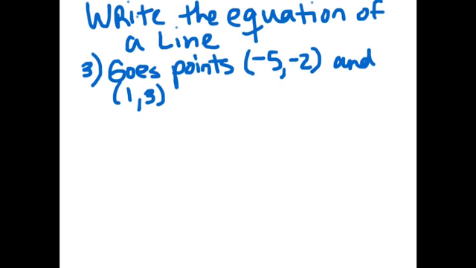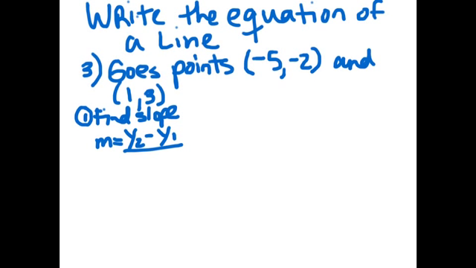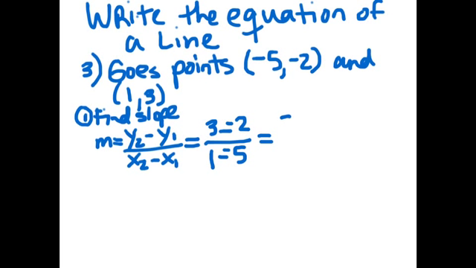And since both of my formulas require the slope, my first step is to find the slope. Now if you don't remember this formula, commit it to memory. It's y2 minus y1 over x2 minus x1. This is how we find m, or the slope. So when I plug in my values, I'd get 3 minus -2 over 1 minus -5. So my answer would be 5/6.